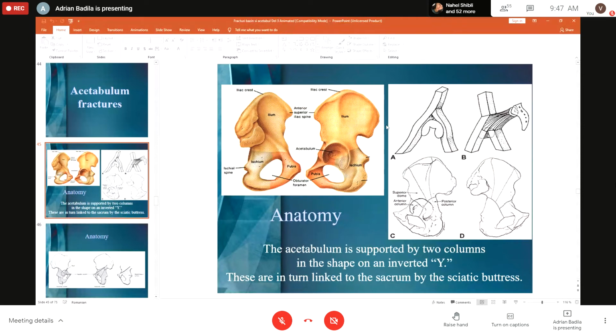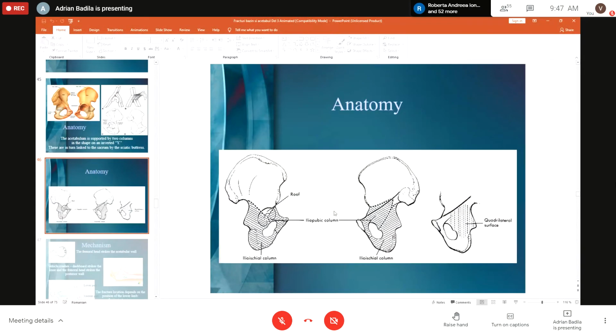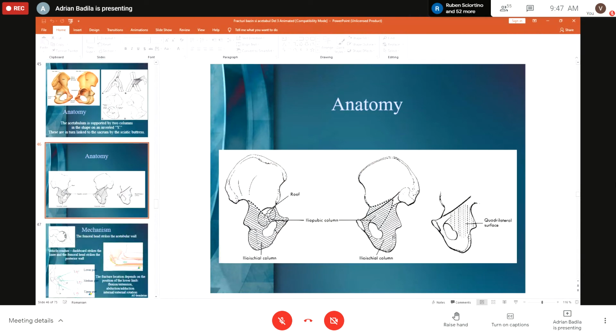We have the ilium with the iliac wing, the iliac crest. This is the acetabulum, the foramen obturatum, the ischium with the ischiatic tuberosity, the pubis in the front with the iliopubic rami and with the ischiopubic rami. So, for the acetabulum, we have the roof of the acetabulum, the anterior column in the front, the posterior column in the back.